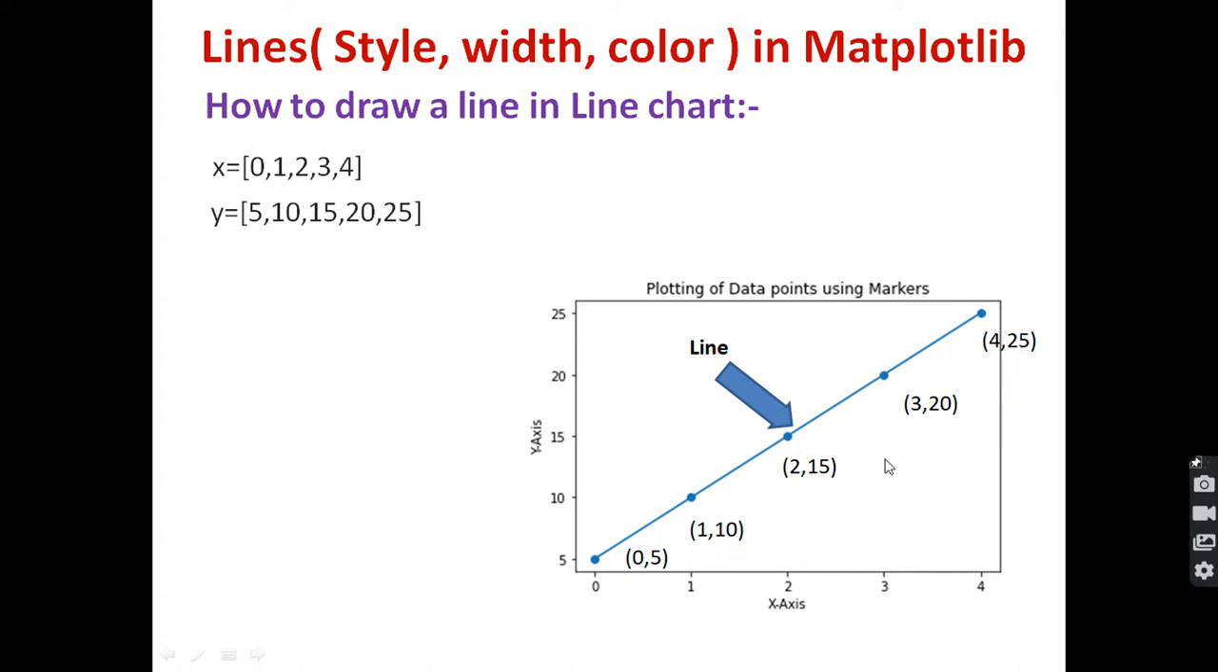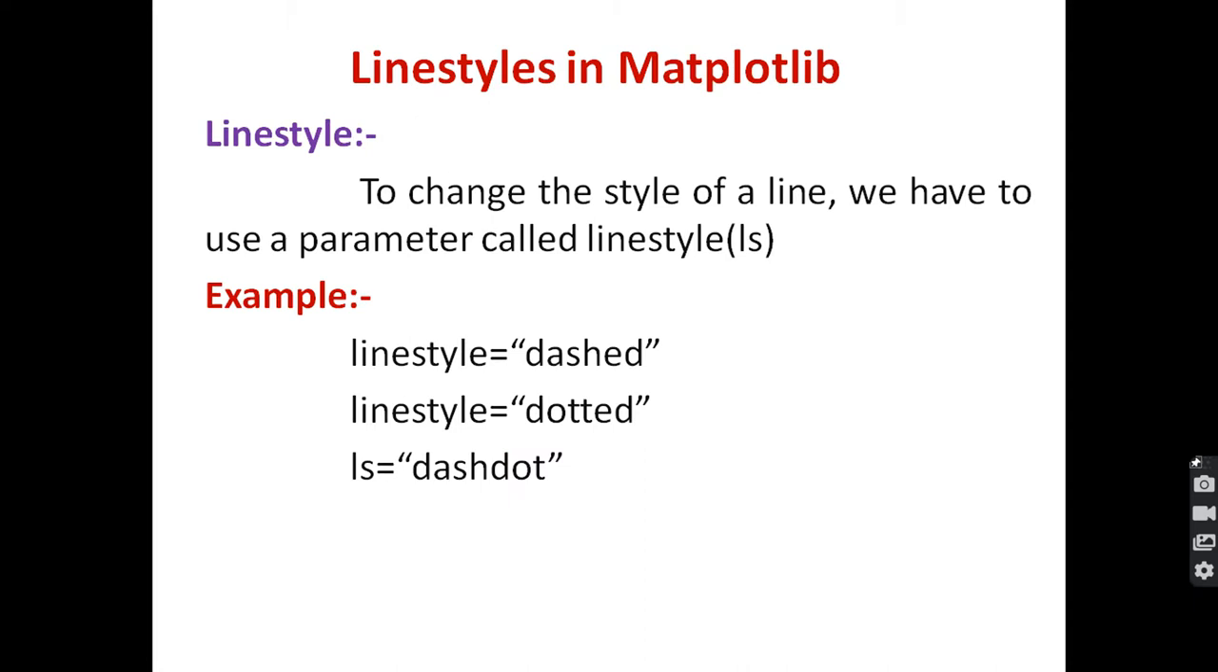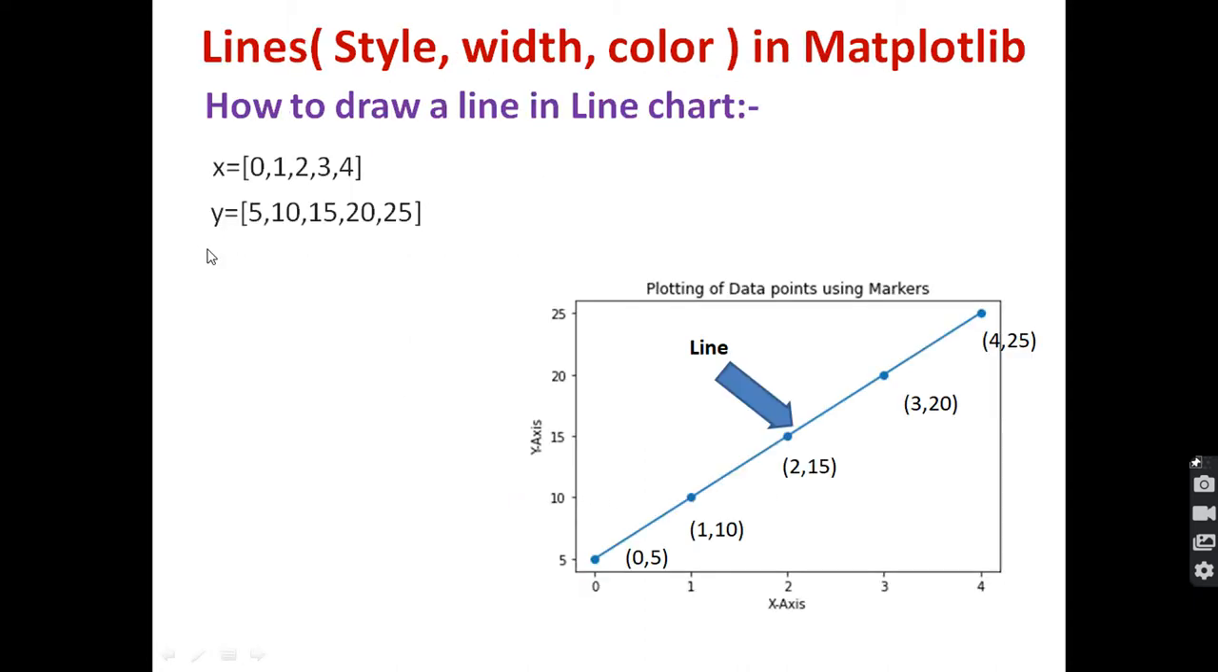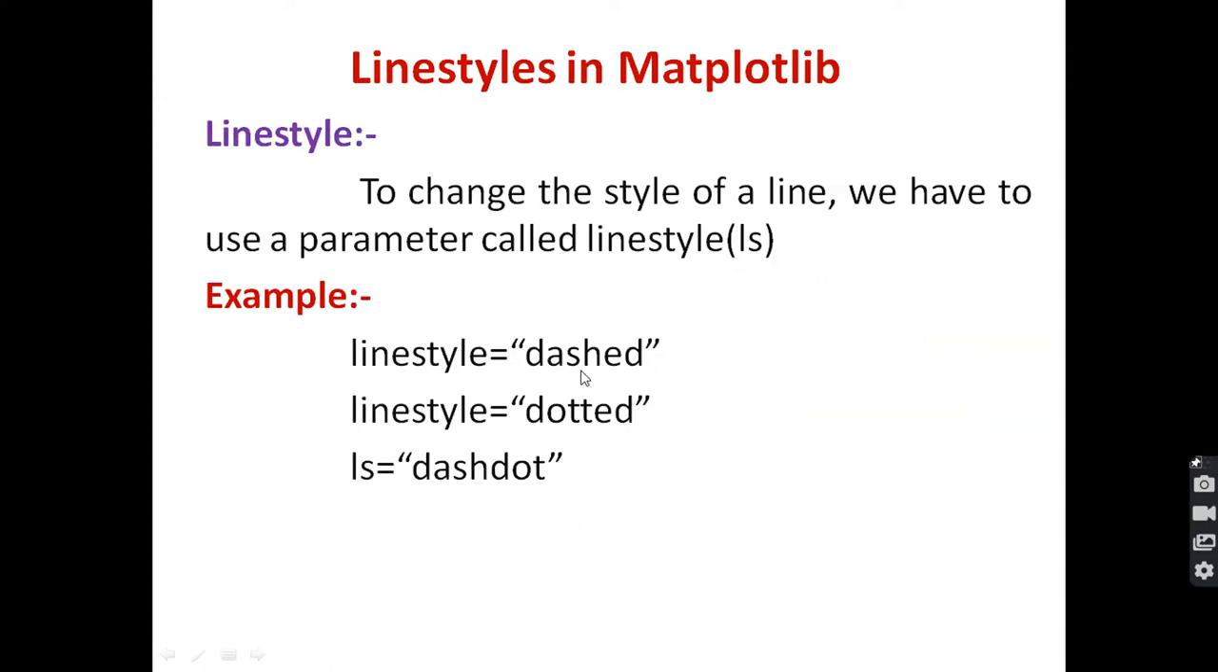Okay. Next. Once we are drawing the line between these data points, how to change the style of a line? For that purpose, we have to use a parameter called the line style parameter that can be represented with LS. LS is equal to solid. Okay, LS is equal to solid. We are getting this type of style. Okay. LS is equal to dashed. That line can be represented with dashes.